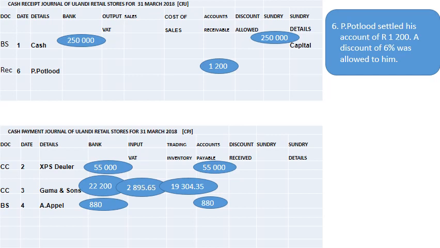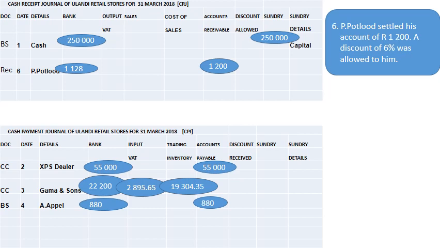Under the accounts receivable column, we will record the total amount that was owed, which is 1,200. Of this amount, because we are allowing a 6% discount, we will only be receiving 94% of the amount owed. Therefore, in the bank, we will reflect the actual amount that we are receiving, which is 94%, which will be calculated as 1,128 rand. The difference of 72 rand will represent the discount that was allowed.